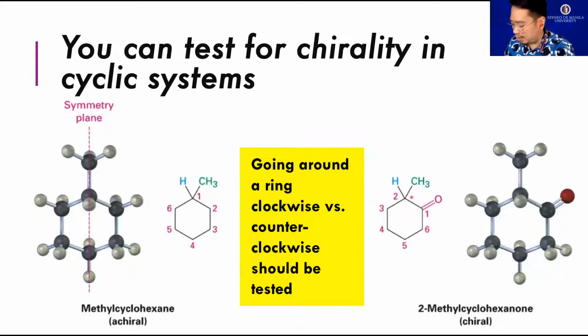Let's look at this chiral molecule here. Carbon labeled number 2. Again, we have hydrogen, methyl, and then we have the ring going clockwise and counterclockwise. So clockwise is 1, 6, 5, 4, 3, 2, and then counterclockwise is 2, 3, 4, 5, 6. Does everyone see how the experience of going around the ring in either direction is different?